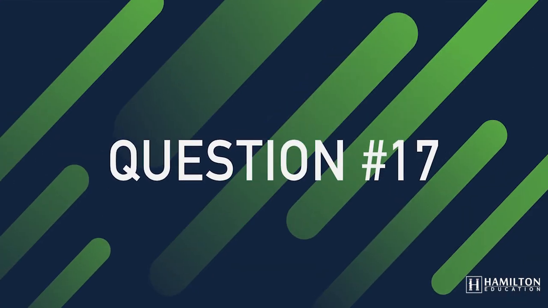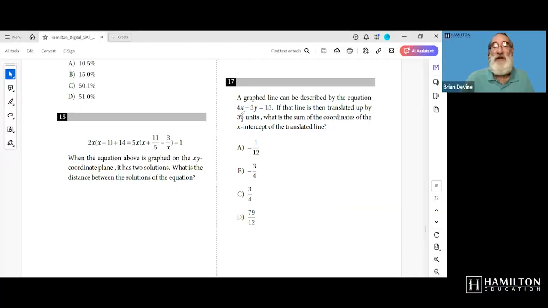Number 17. The graphed line can be described by this, so you could graph it. You're allowed to. If that line then moves up by 3.5, or 10/3 units, what is the sum of the coordinates of the x-intercept of that translated line? Well, like I said, you could graph this thing and move it up. Or algebraically, you can say that the line that we started from would have to be 4/3 x minus 13/3.